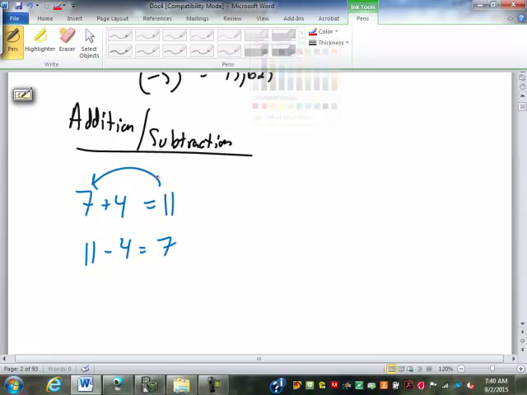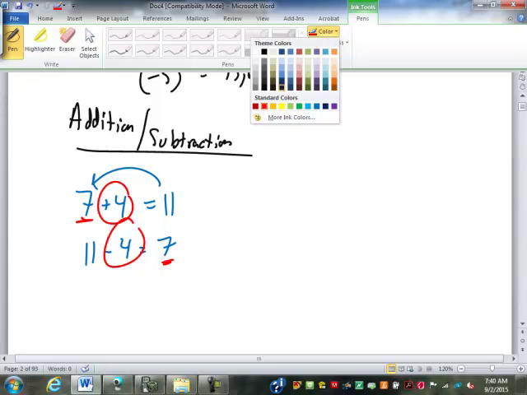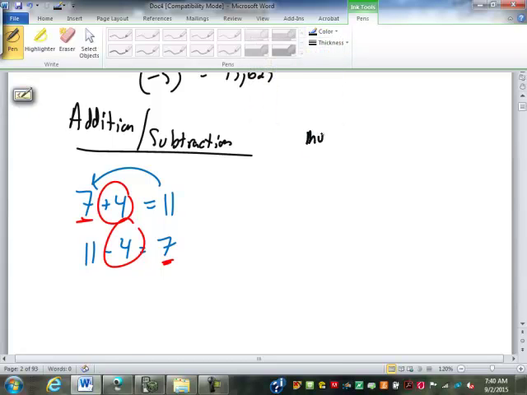You can see here, adding 4 and subtracting 4 reverse each other. They undo each other. If we add 4 and subtract 4, we get right back to where we started. They're inverses. Multiplication and division are also inverses.